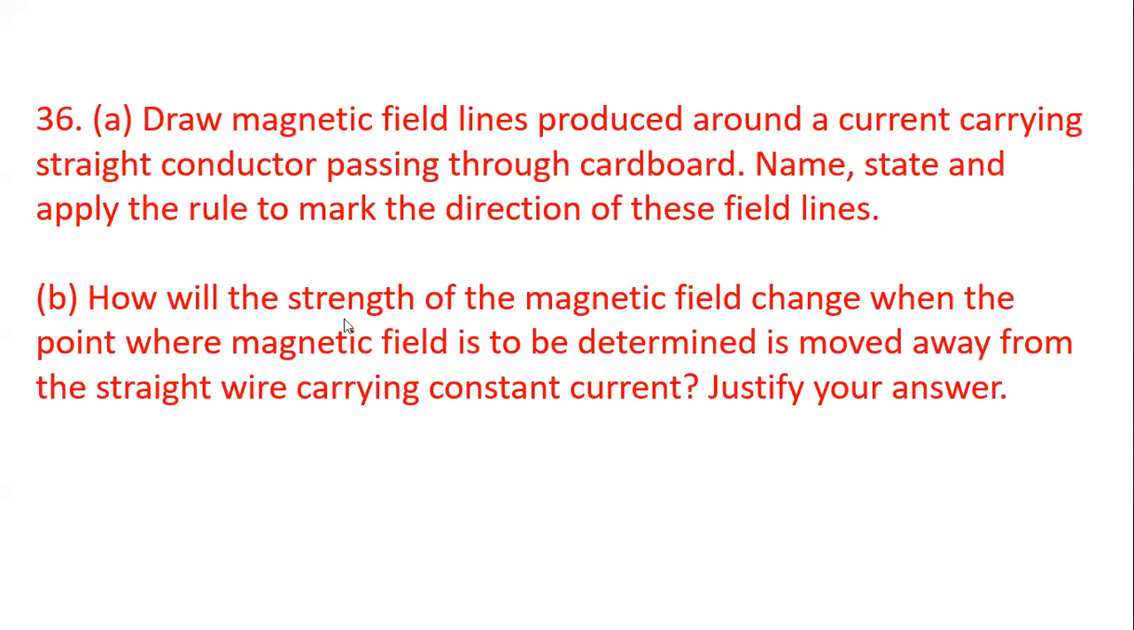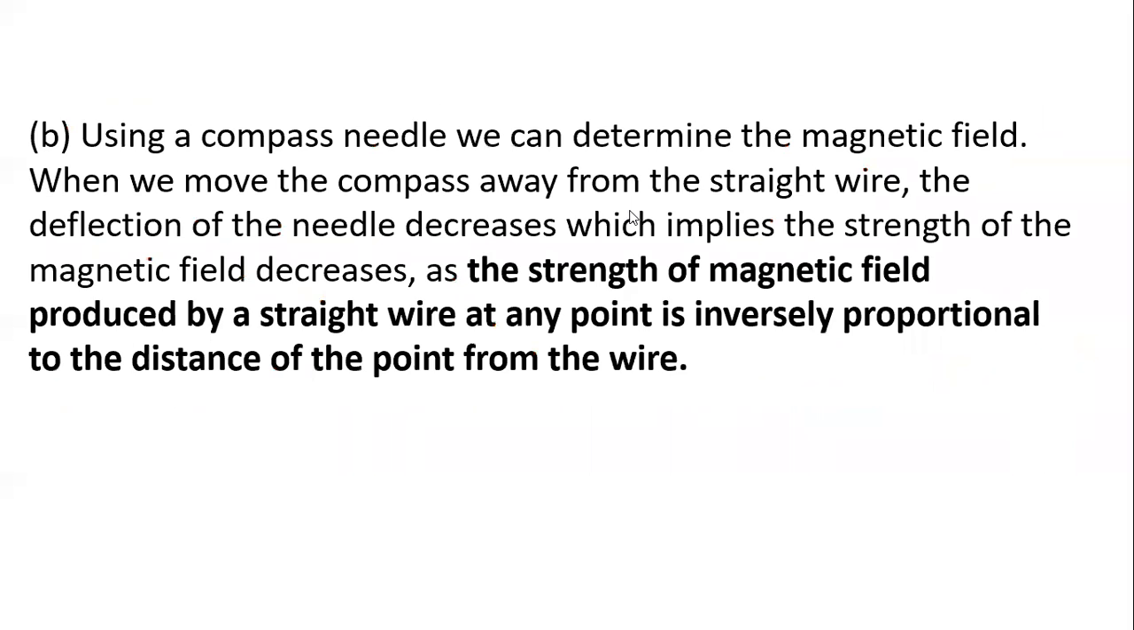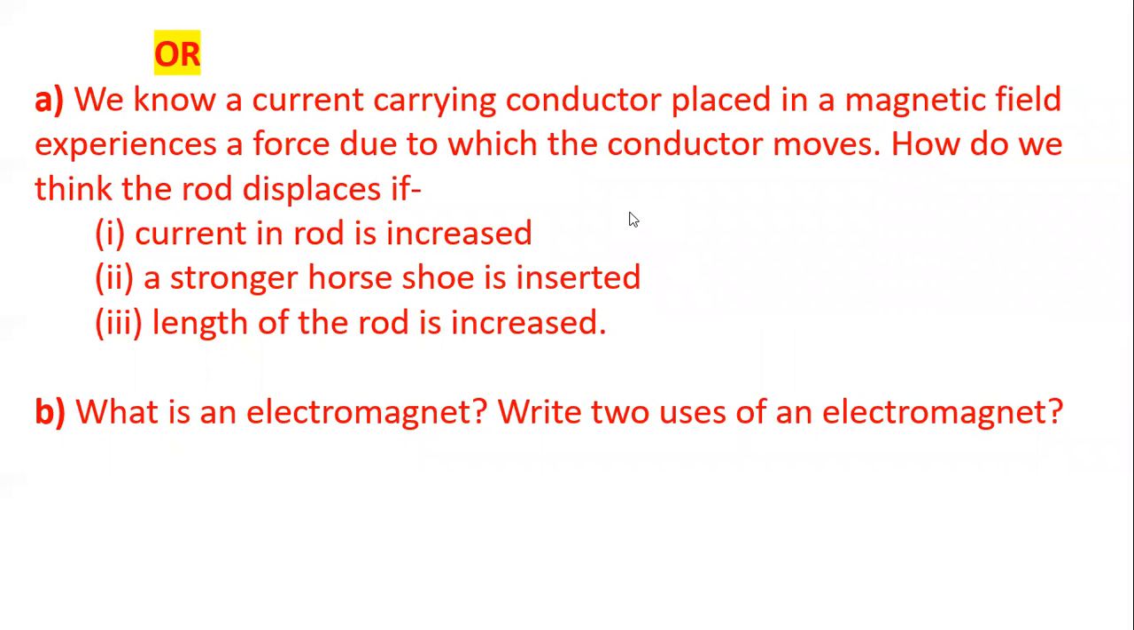Have you got the idea? These two questions we finished. One is about the right hand thumb rule with the diagram, and another one is how the strength of the magnetic field changes with respect to the distance of the magnetic compass when you move away or close to the wire. Okay, move to the next question. This is the internal choice for this question. Either that or this you may answer.